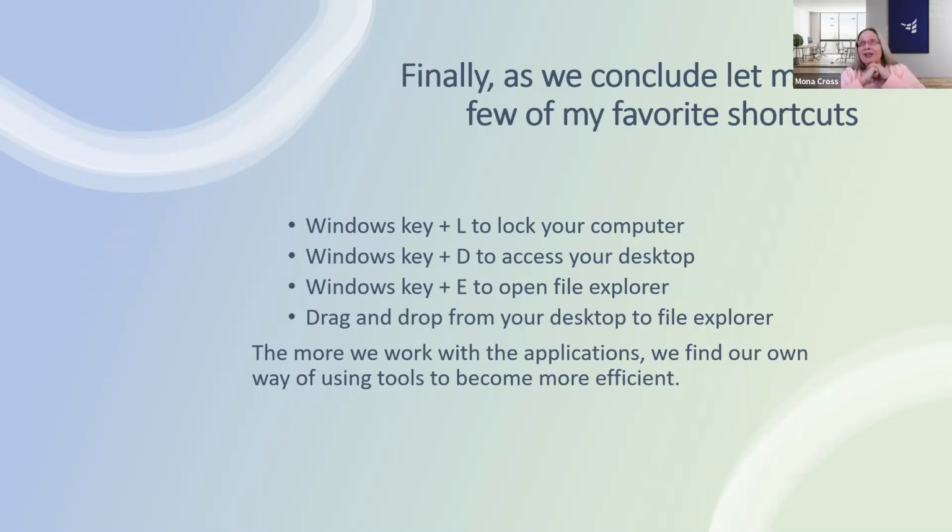Another one of my favorites is the Windows key and the letter E, which opens up File Explorer and lets you get to all of the locations on your computer, whether it's your desktop or your documents or pictures or anything along that line. Dragging and dropping from File Explorer also works. If you've got multiple monitors, have your Outlook open on one monitor, File Explorer open on the other, and then just drag and drop from one to the other.